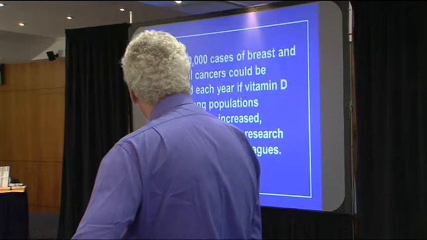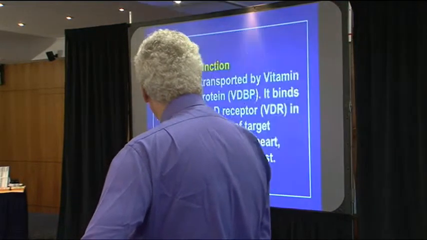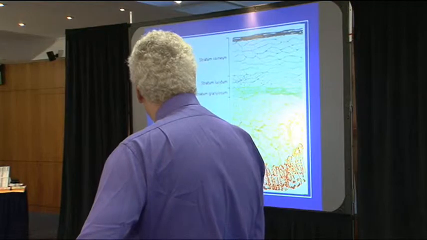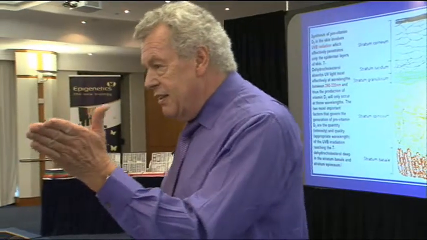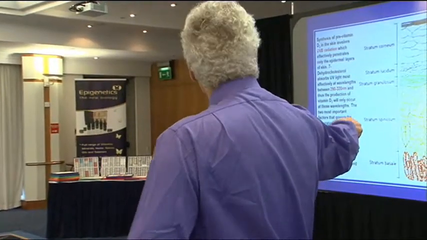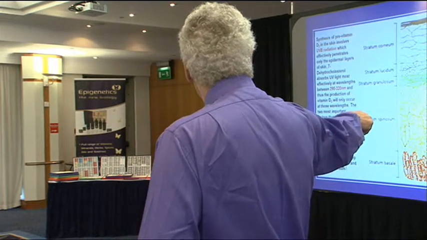So vitamin D, let's go through that. I just want to finish this bit off. That's the importance of the vitamin D with the synthesis of pre-vitamin D2 in the skin involves ultraviolet B radiation, which effectively penetrates only the epidermal layers of skin. 7-dehydrocholesterol absorbs ultraviolet mostly affected wavelengths of 290 to 320. That's the midday sun. Okay, and thus the production of vitamin D will only occur at those wavelengths.